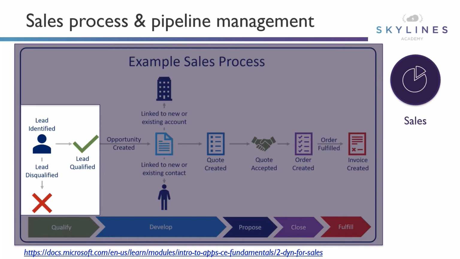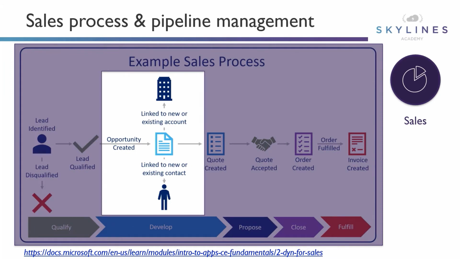If the organization determines the lead is a good fit, the lead is qualified, which closes the lead and automatically creates an opportunity. If the lead is for an existing customer, it will be associated with an existing account or contact record. If the lead is a new customer, Dynamics 365 Sales will automatically create a new account and contact records and associate them with the opportunity. If the lead is not a good fit, the lead is disqualified, and that closes the lead record.